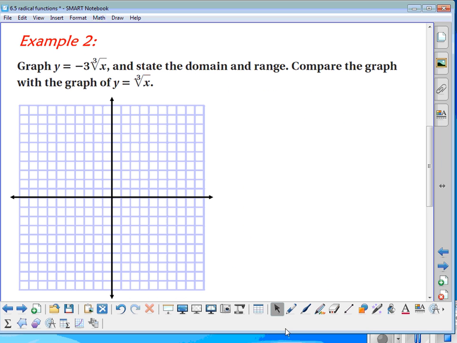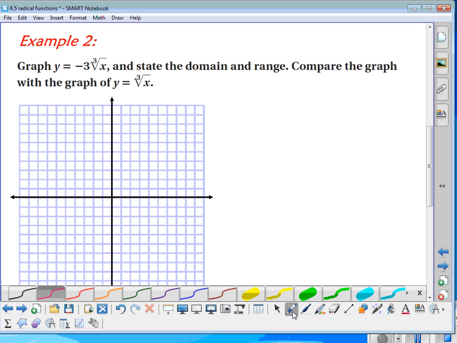All right, so now we are going to graph y equals -3 times the cube root of x, state the domain and range, and then compare the graph with the graph of y equals the cube root of x. So again, thinking about my domain and range, since it's a cube root, is there a limit on my x and y's? No, so it's still all real numbers for this one.